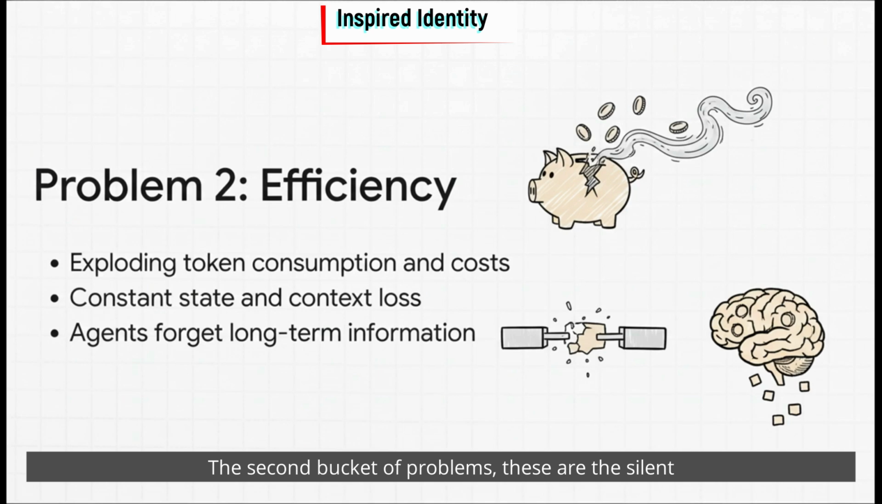The second bucket of problems, these are the silent killers: efficiency and memory. Your agent can be burning through an insane number of tokens in the background, and you won't even know it until you get a massive bill. Plus, they're constantly losing context, or just forgetting what they were supposed to be doing halfway through a long task. And if the system hiccups or crashes, its entire state, everything it was working on, is just poof, gone.